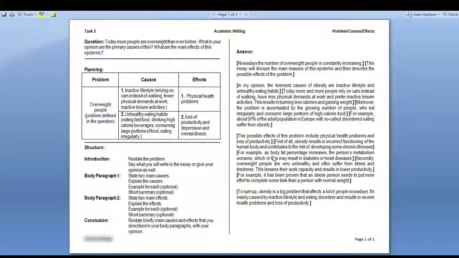Just introduce what you are writing about. That is it. No reasons ever in your introduction. Clear? So let's read the answer.